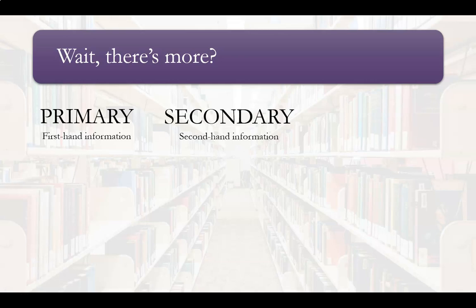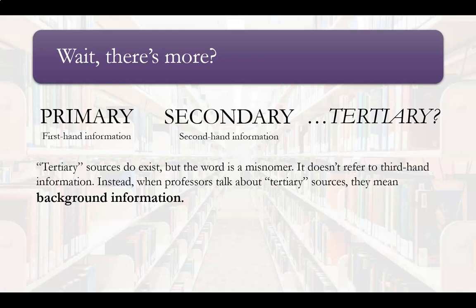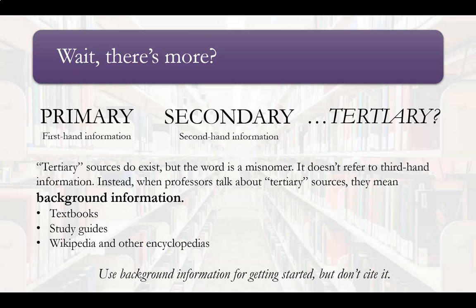I've just told you about primary sources and secondary sources, and you may hear your professor use the word tertiary source. I need to explain that because the word tertiary source is a misnomer. Yes, tertiary sources do exist, but the word doesn't refer to third-hand information. If you hear your professor talk about tertiary sources, what they mean is background information. Background information, like you might read in a textbook, or a study guide, or an encyclopedia, such as Wikipedia. All of these things provide short overviews or summaries.